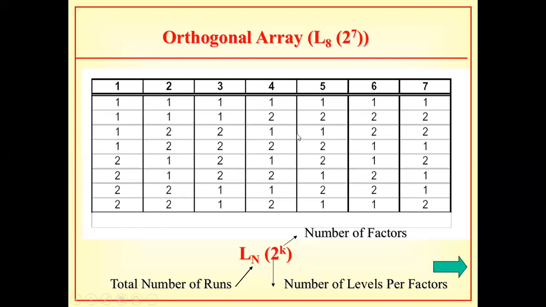Because this matrix that I was talking about has 7 columns. 7 columns means 7 factors. When I say 8 experiments, it means there are 8 rows. The first experiment as per the first row, the second experiment like that. That is basically what I wanted to tell you about that.